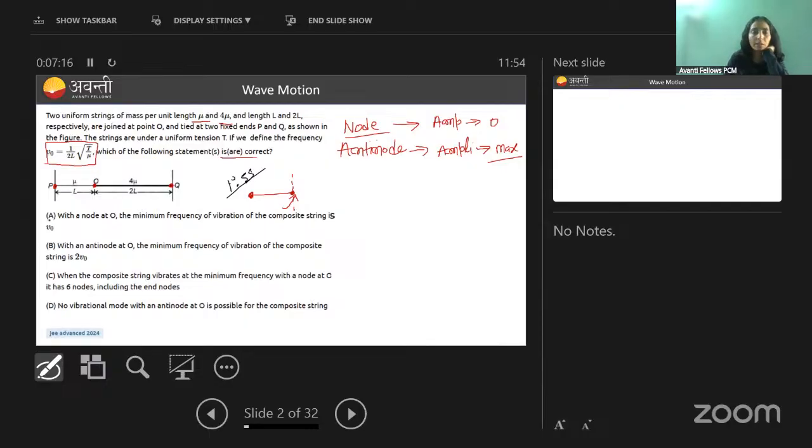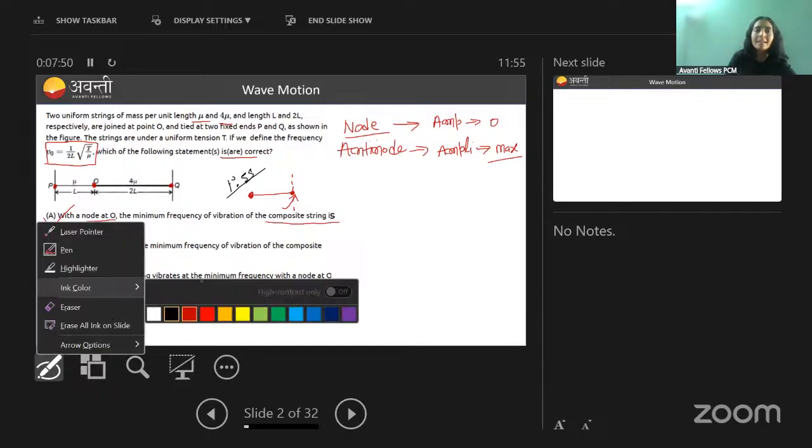So let's check option A. In option A, what is being said? With a node at O. If there is a node at O, that is, the point O also has zero amplitude. Okay, minimum can also go negative, but that is not treated as minimum amplitude. We take the modulus, so basically zero. The minimum frequency of vibration of the composite string is this. So, the minimum frequency of vibration of the composite string we need to calculate.